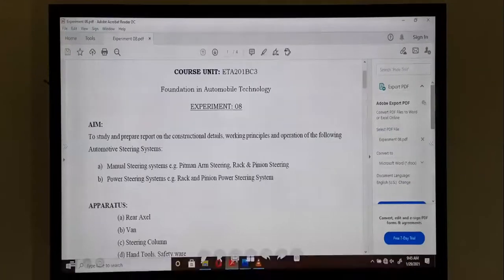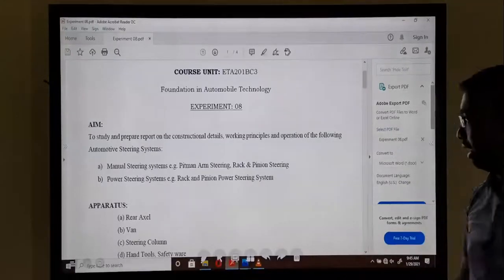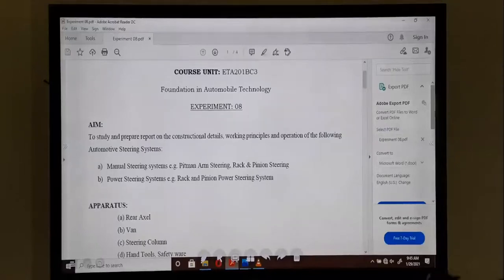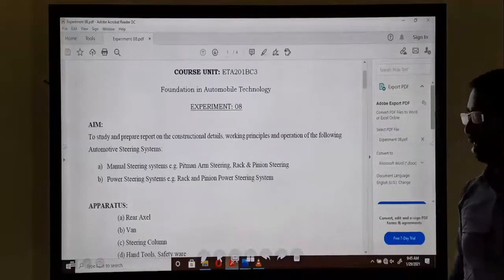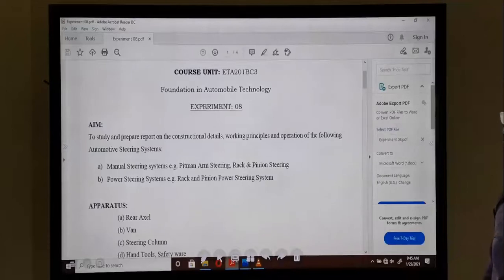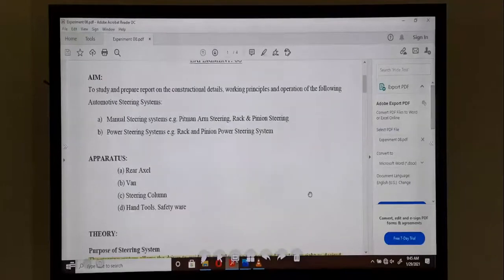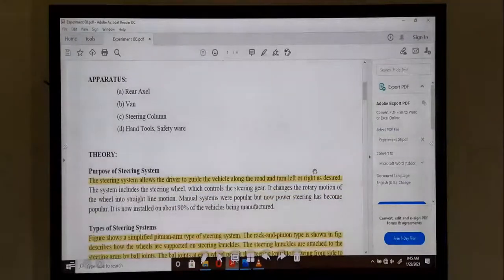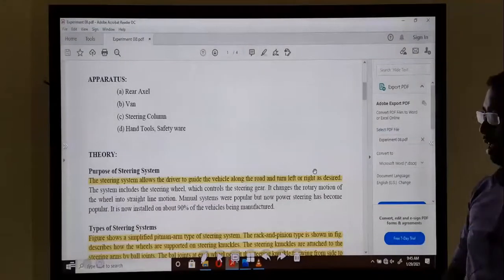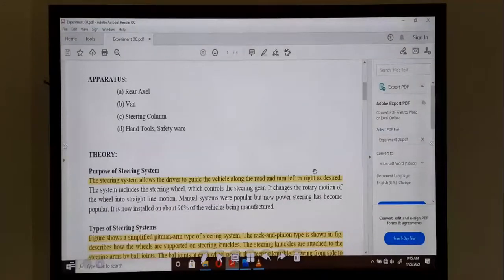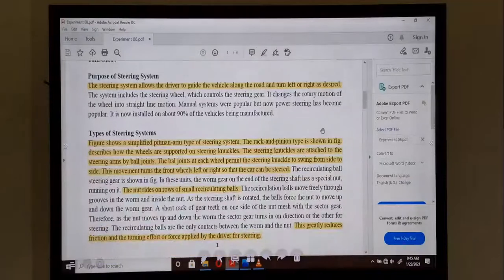Dear students, today I am going to conduct experiment 8. Here we study the steering systems. What are the types of steering systems and how do they work? These are the apparatus of our experiment, and let's enter the theory part.